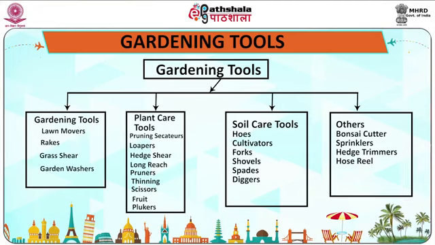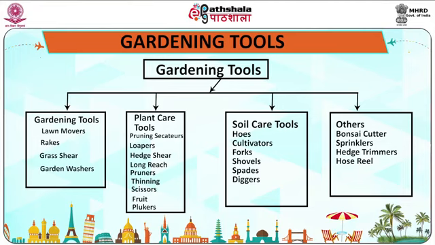First are the lawn care tools, which include lawn mowers, rakes, grass shearers, garden washers, etc. Second are the plant care tools, which include pruning secateurs, loppers, hedge shearers, long reach pruners, fruit pluckers, etc.